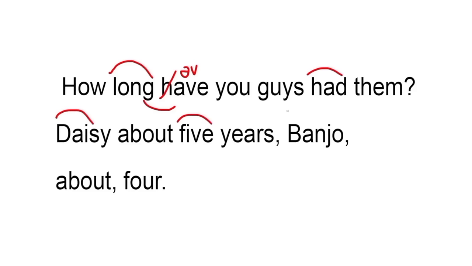Daisy, about 5 years. Banjo, 4. Daisy, about 5 years. And banjo, about 4. So again, our two proper nouns, Daisy and banjo, stressed. We've already established that that's who we're talking about, and now we're asking about something different. We're asking about how long Chris has had these dogs. So I think the word 5 is even more stressed than Daisy, because this is the new information. This is the information I'm asking about.